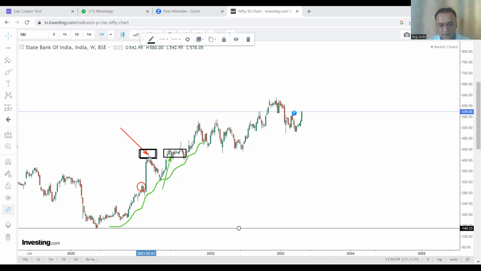Okay. So what is the support area? Now this is the support area. In this chart, this is the support area. Price bounced back from here. This is the support area. Price bounced back from here. Now this is the big resistance here. This is resistance 1.